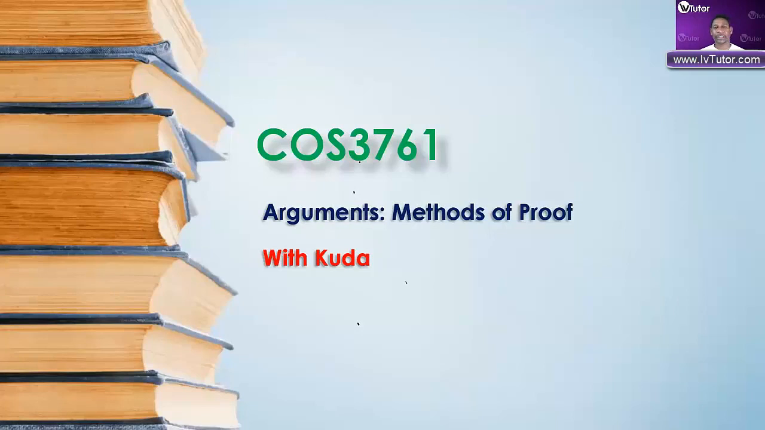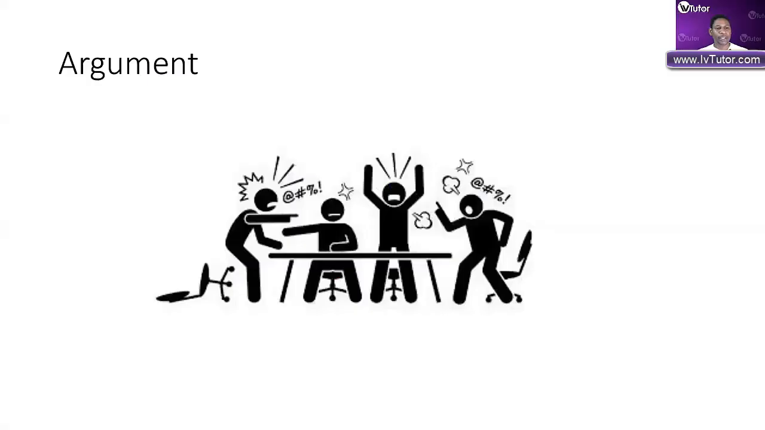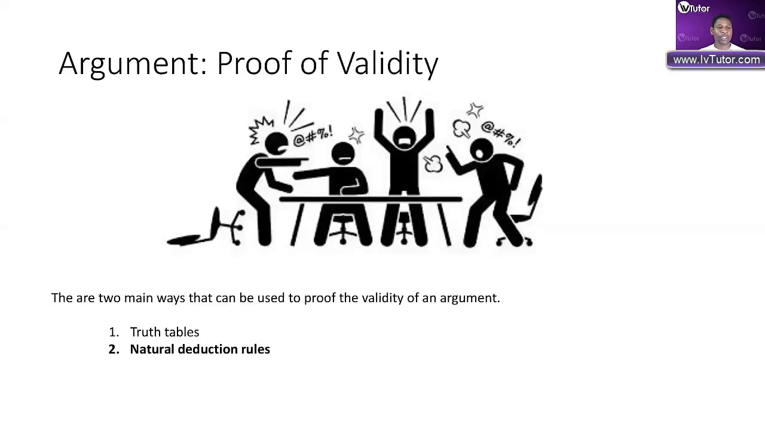We are going to continue our discussion on methods of proof, right? So for today, we're going to look at a new method of proof for evaluating arguments. We did truth tables. We're now going to look at natural deduction rules, right? Natural deduction rules is something that we use on a daily basis to discern whether or not to take a particular action.